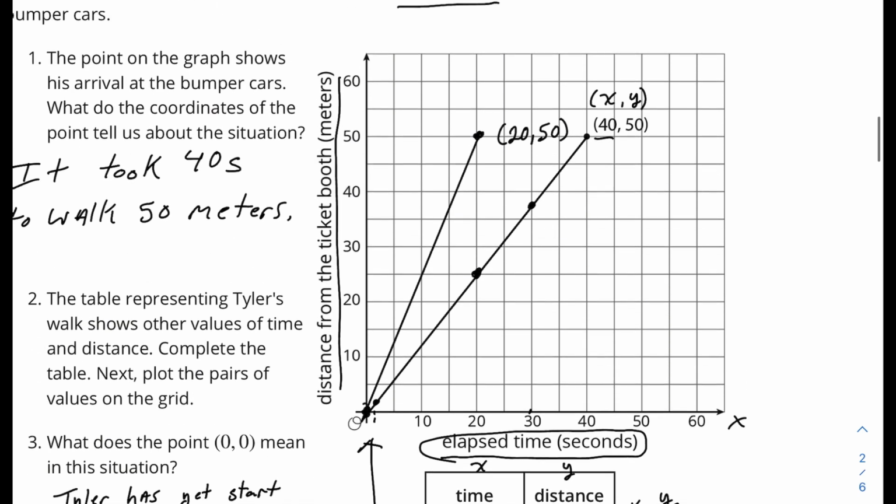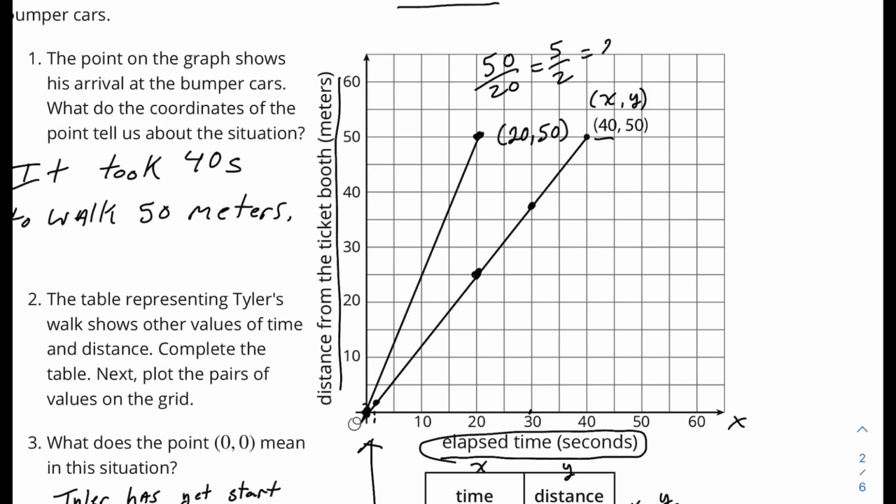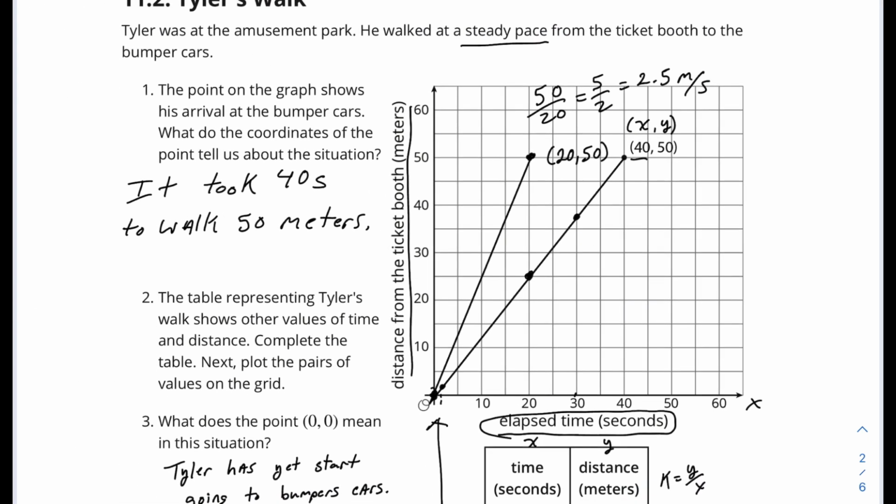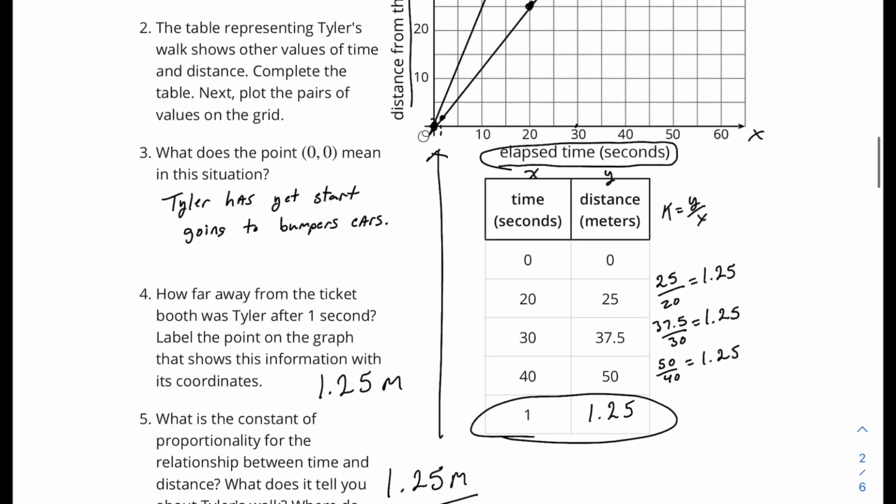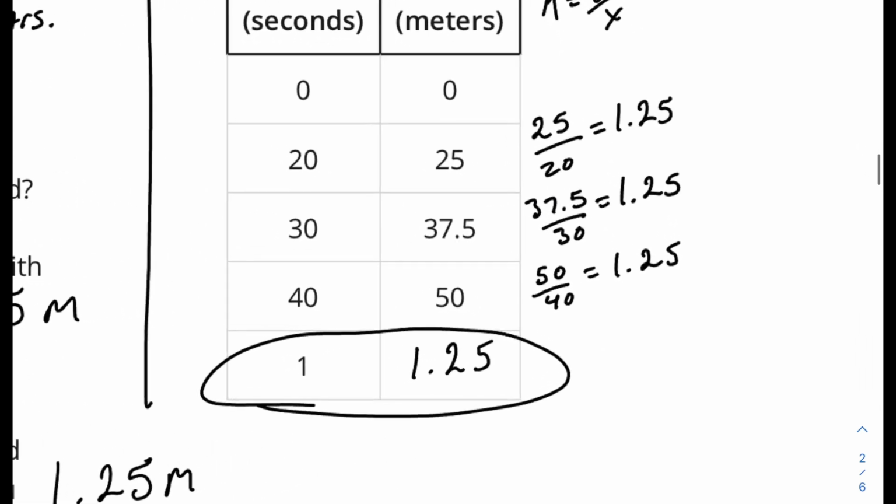I could do that by doing 50 divided by 20 to get the actual number. So 50 divided by 20, that's the same thing as 5 over 2, or 2.5. And remember, in the context of this situation, that's the meters per second that he's walking. So he would have to walk twice as fast. It was 1.25, but it would be 2.5 if I change this.